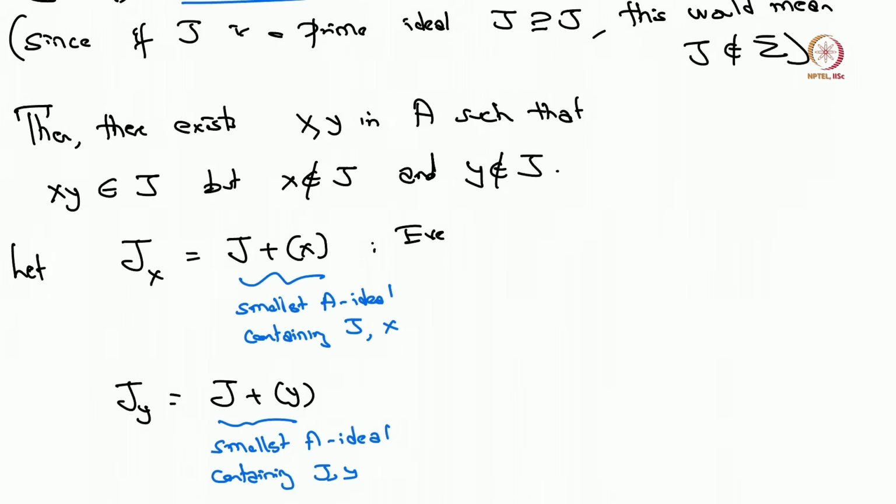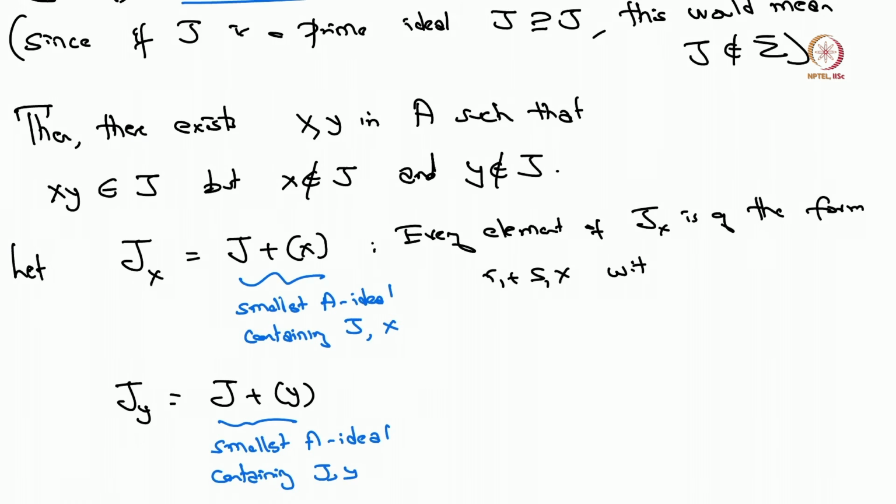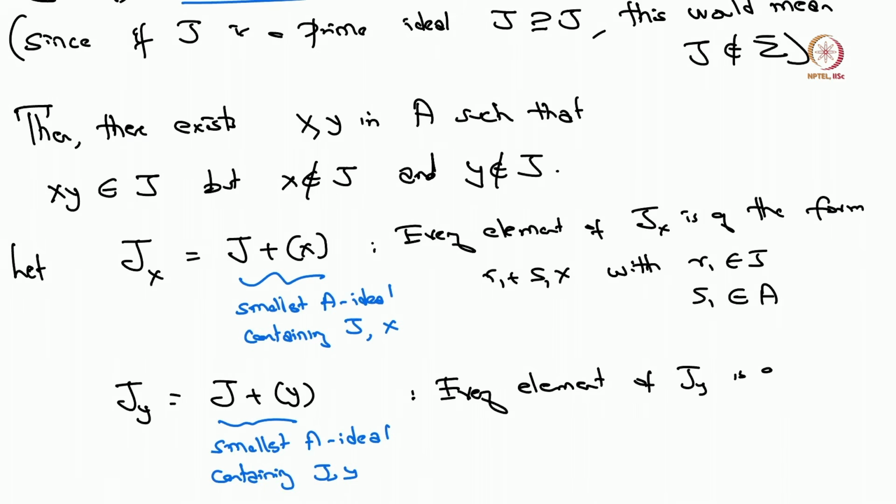And now every element of Jx, how does it look like? It is of the form R1 plus S1x, where this first element R1 is in J, the next element S1 is in A. And similarly for Jy, every element of Jy is of the form R2 plus S2y with R2 in J and S2 in A.